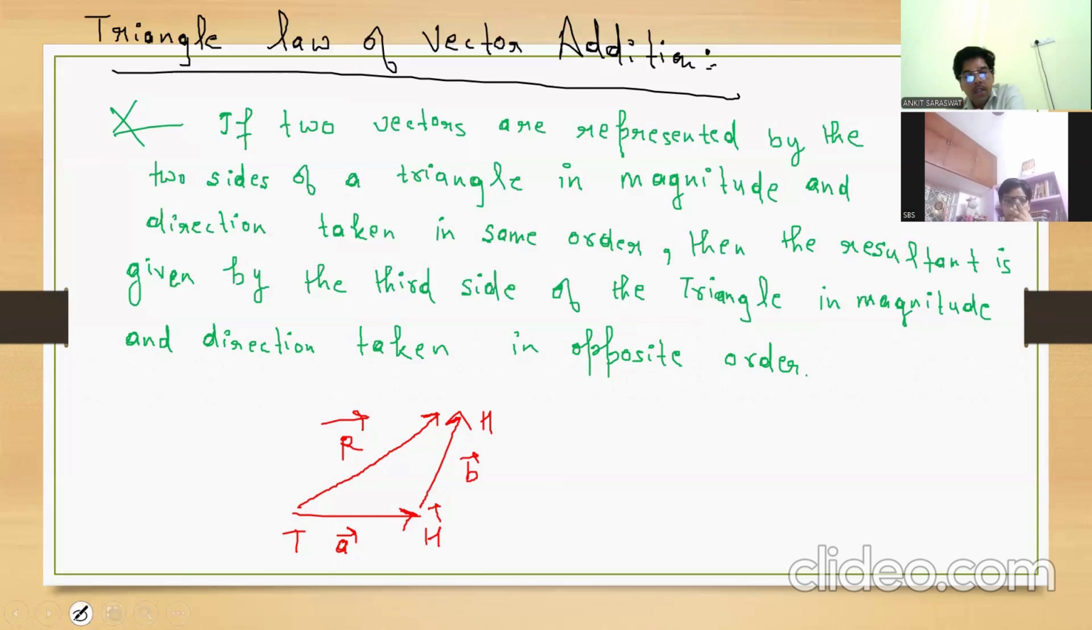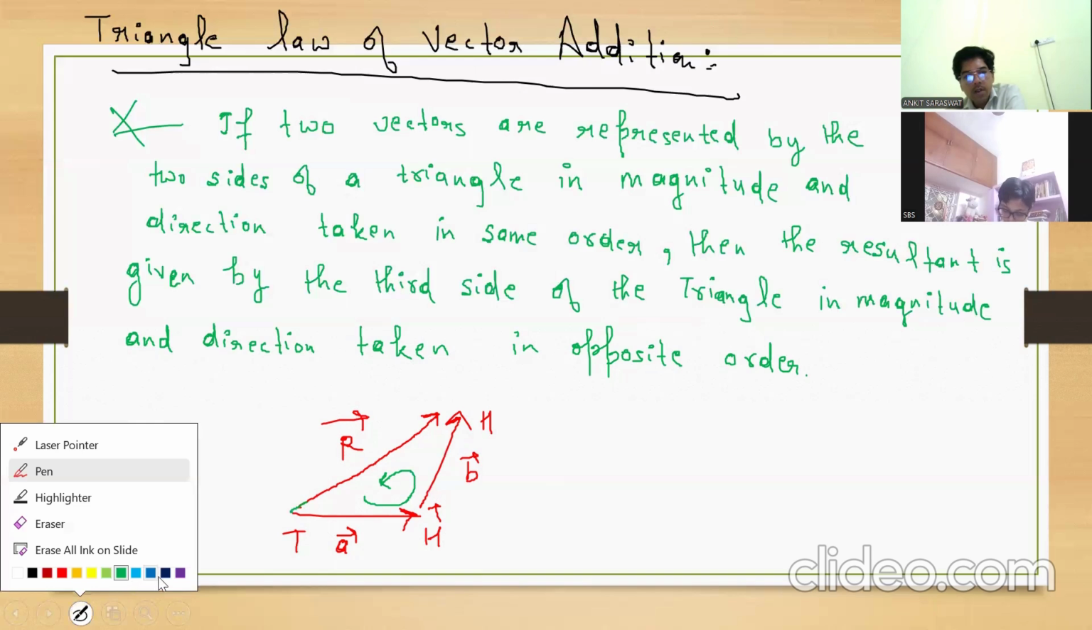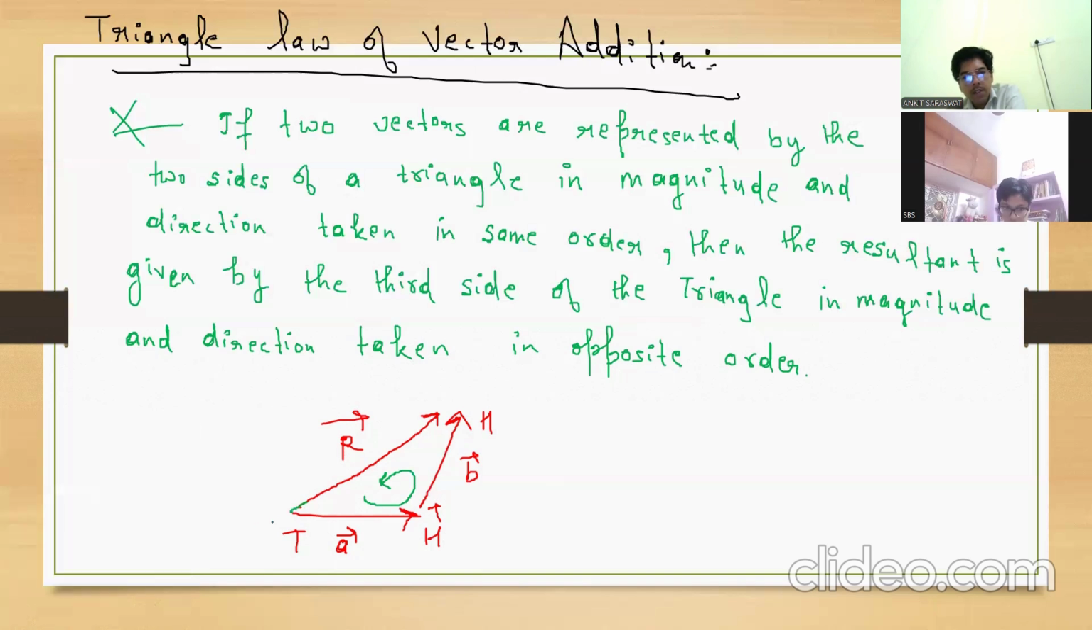For example, if you are taking an anti-clockwise sense like this, how will you write? You are starting from here, A vector. Same side, tail to head plus tail to head. Then again tail to head. It should be tail to head, but it is not tail to head. We will make it tail to head. We will multiply with this minus. Then it becomes tail to head.